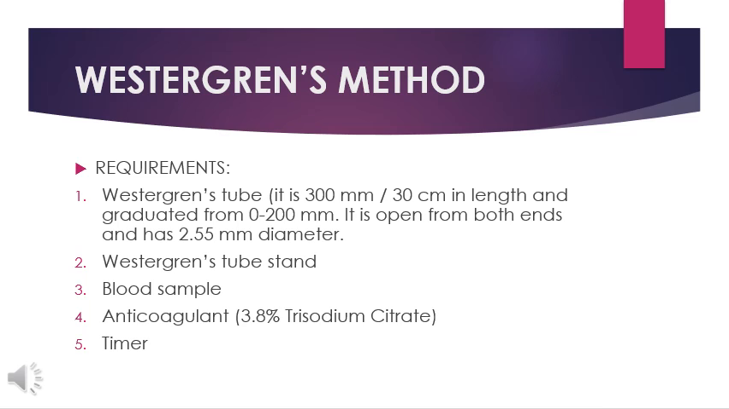Westergren method. In this method, you should have Westergren tubes, which are very specific tubes for this method. These test tubes have a length of 30 centimeters and are graduated from 0 to 200 millimeters, the diameter should not be less than 2.5 mm, and these tubes are open from both ends. A tube stand should be there to place the tubes, and you need the blood sample, the anticoagulant used in this test, which is trisodium citrate, and a timer or watch to note the time for the test.